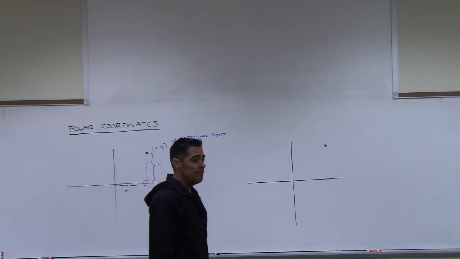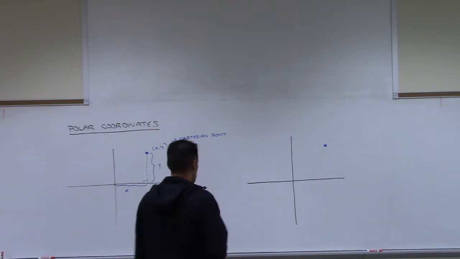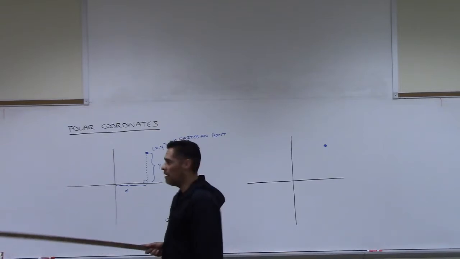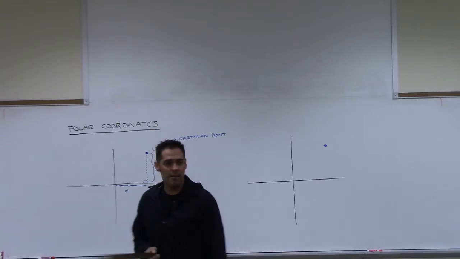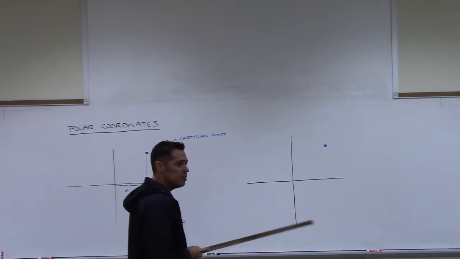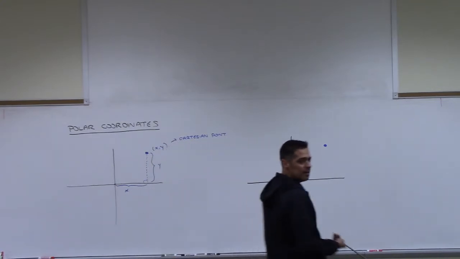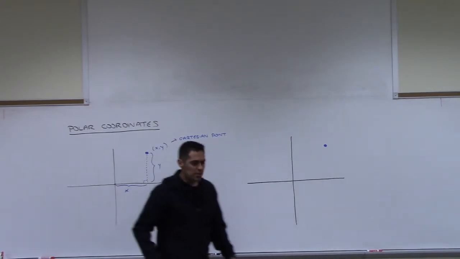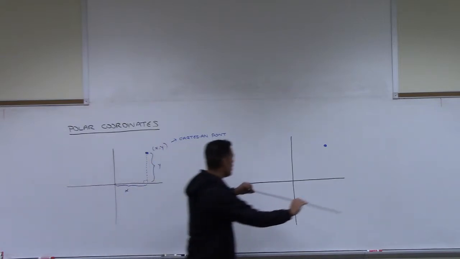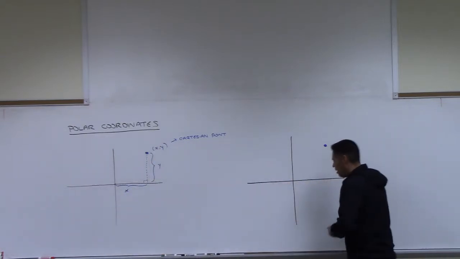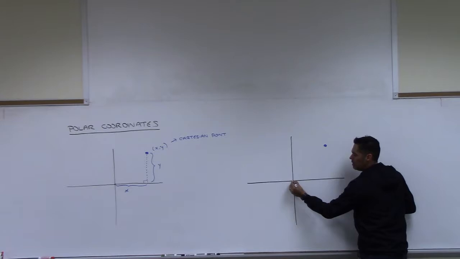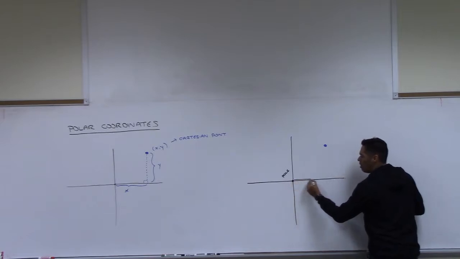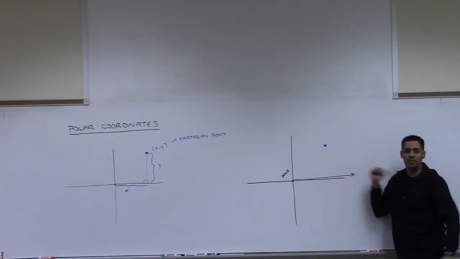Straight to it, right? So what you would have to give me first is some sort of direction, right? Which way to point. And then after you give me that direction, tell me how far to walk out, and I can get to that point, right? So what we do is we say that our reference will always be this, the pole. And we always start by looking out the x-axis.